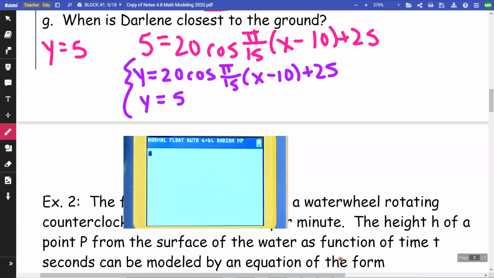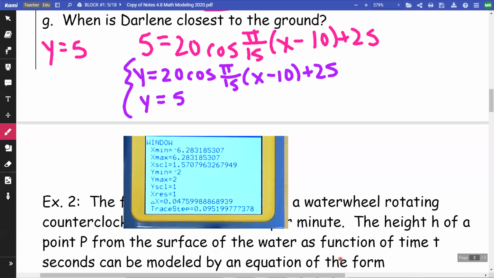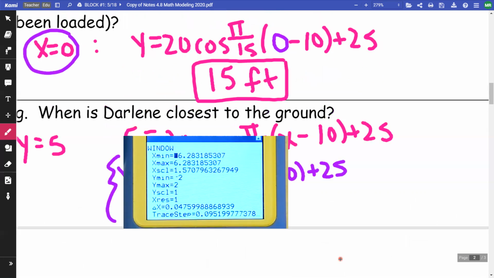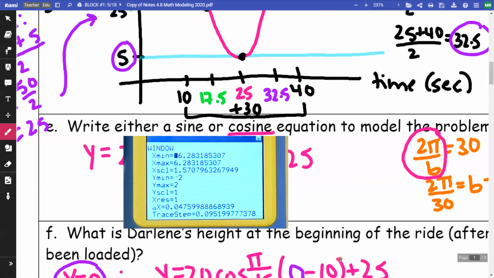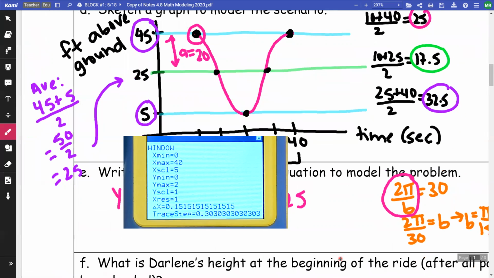Turn it back on. Go to window, and in window, I'm going to adjust my x-axis to be how we had it in our picture. So in our picture, we went up to 40. So let's say I go from 0 to 40 on my x-axis by ones, or here, maybe by fives. And then my y-axis, 0, and we went up to 45.